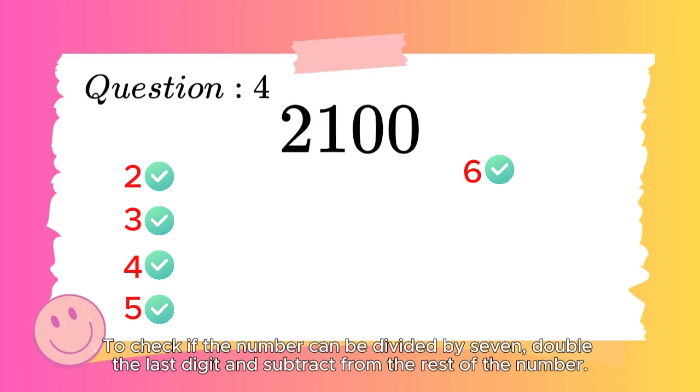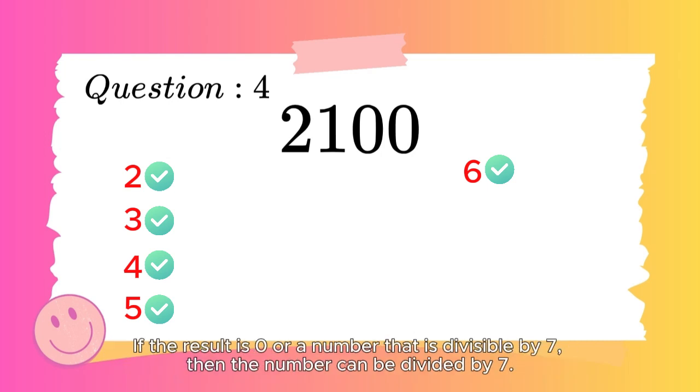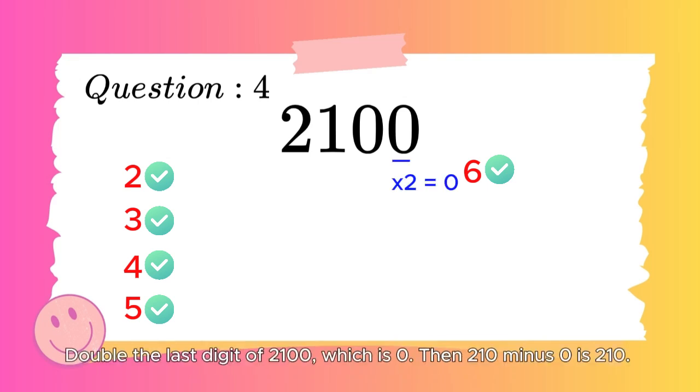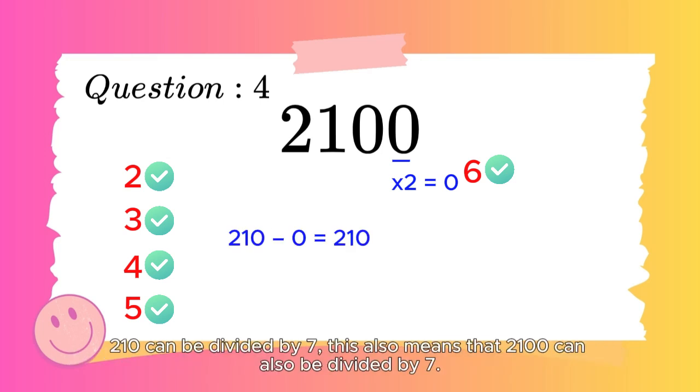To check if the number can be divided by 7, double the last digit and subtract from the rest of the number. If the result is 0 or a number that is divisible by 7, then the number can be divided by 7. Double the last digit of 2,100, which is 0. Then 210 minus 0 is 210. 210 can be divided by 7. This also means that 2,100 can also be divided by 7.